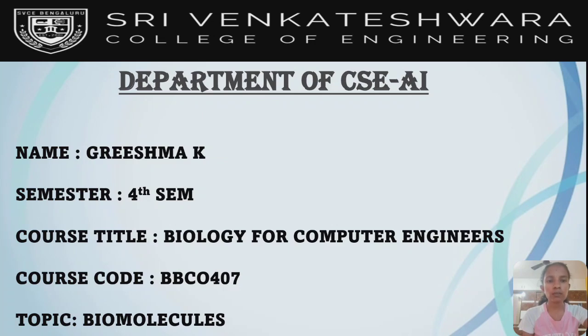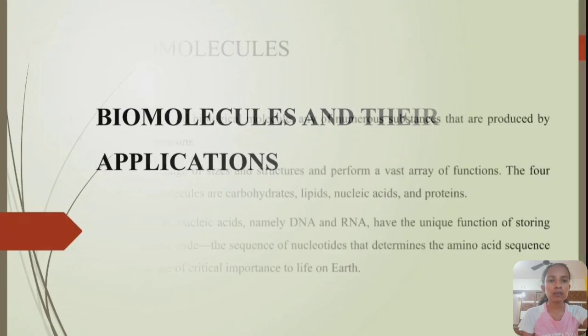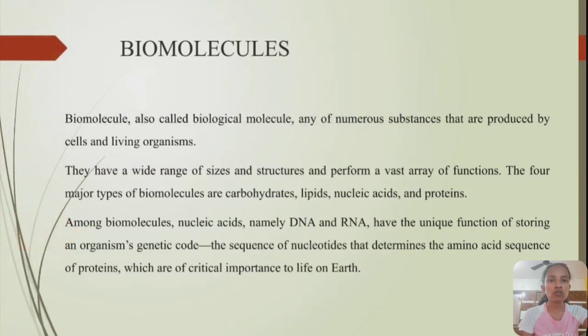Today's course title: Biology for Computer Engineers, course code BBCO407, topic: Biomolecules and their applications. Biomolecule, also called biological molecule, is any of numerous substances that are produced by cells and living organisms. They have a wide range of sizes and structures and perform a vast array of functions. The four major types of biomolecules are carbohydrates, lipids, nucleic acid, and protein.